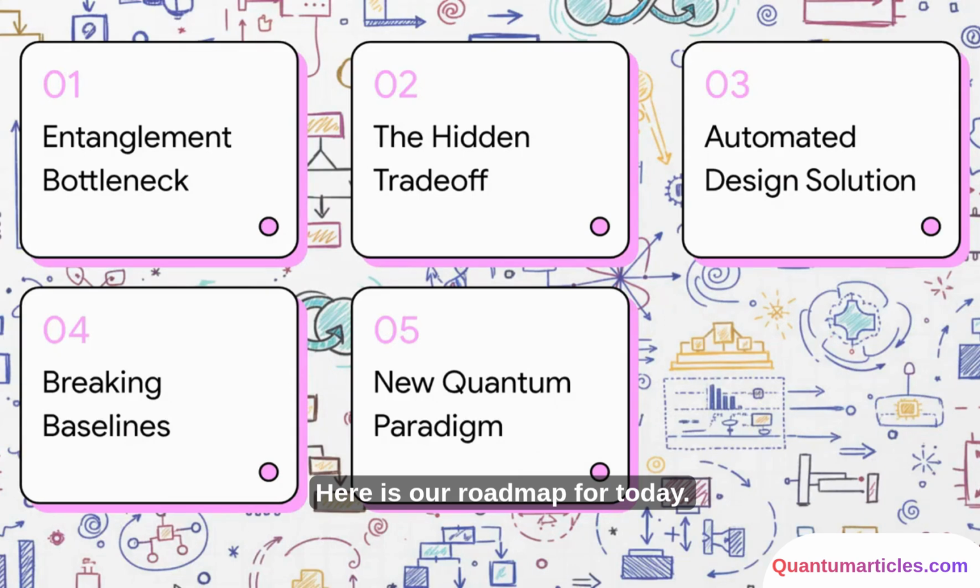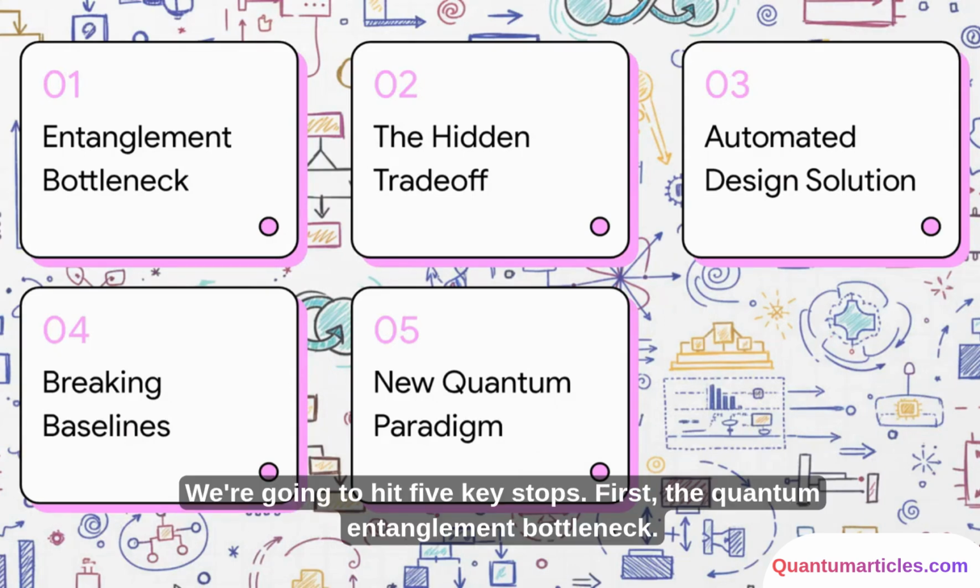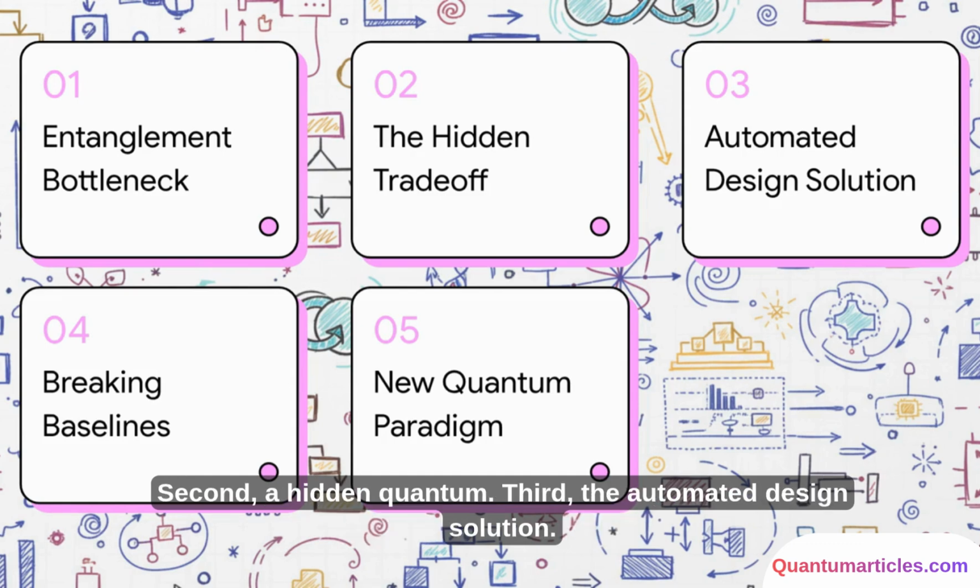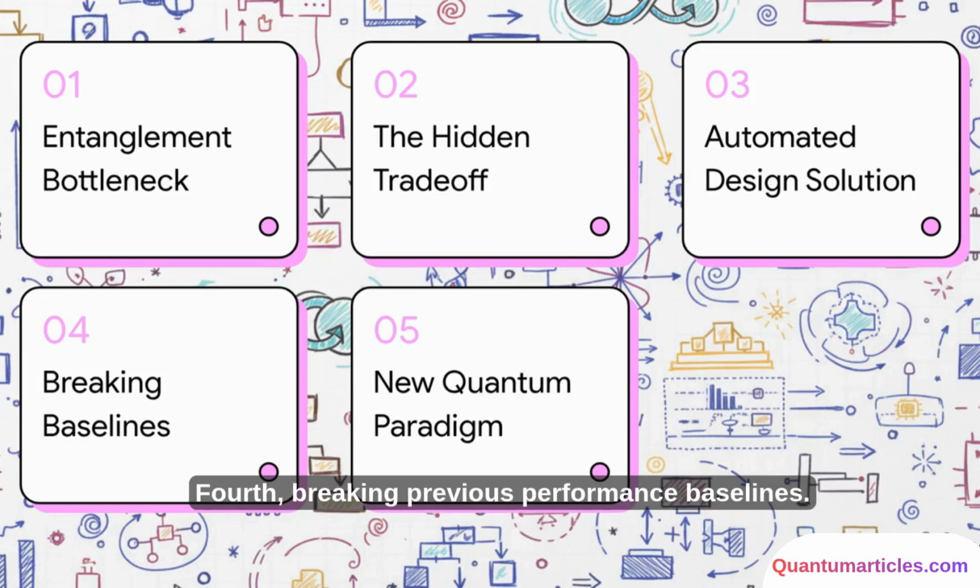Here is our roadmap for today. We're going to hit 5 key stops. First, the quantum entanglement bottleneck. Second, a hidden quantum trade-off. Third, the automated design solution. Fourth, breaking previous performance baselines. And finally, a brand new quantum paradigm.